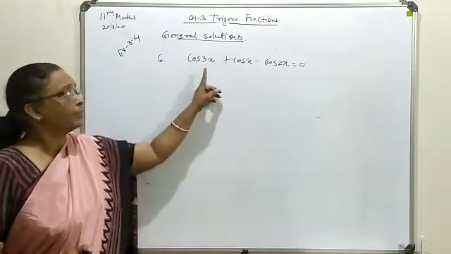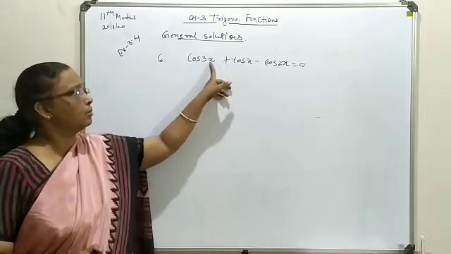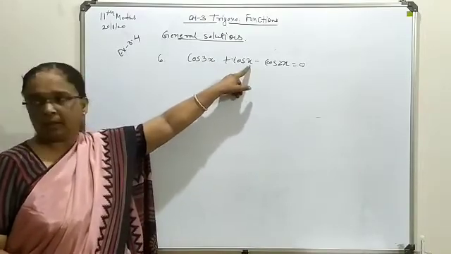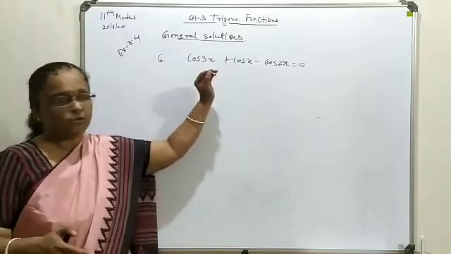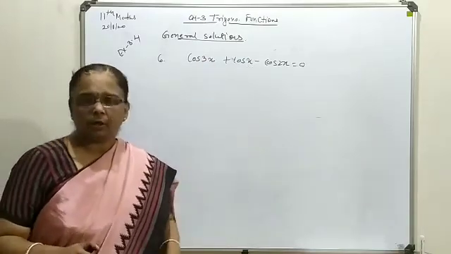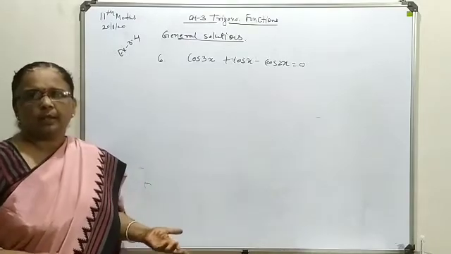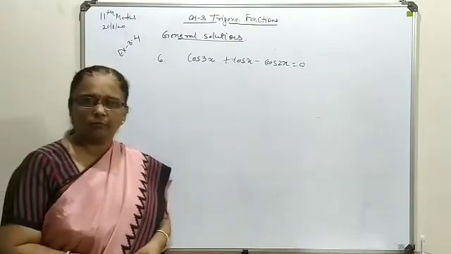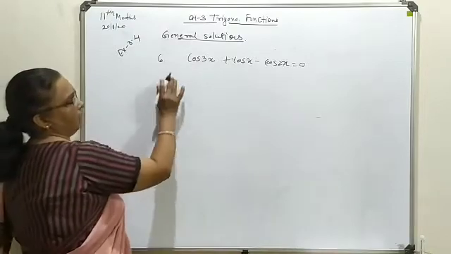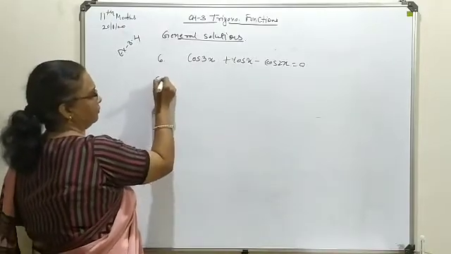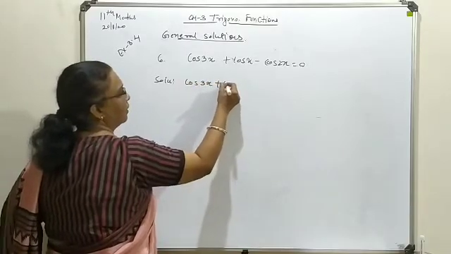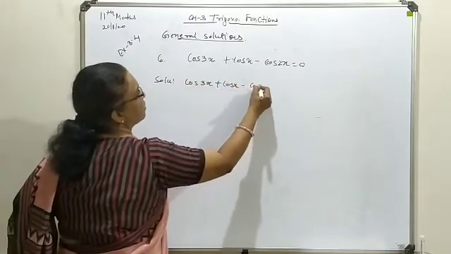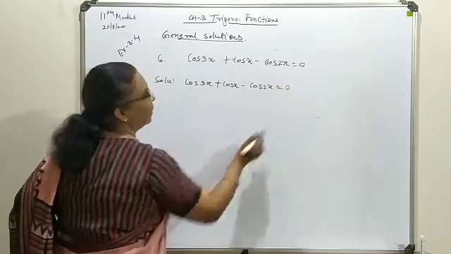Now here you see, if you combine these two, 3x plus x means 4x, divided by 2, cos 2x will be generated. So easily cos 2x we can take common. So no need to think about any other combination form. So first we start with the given cos 3x plus cos x minus cos 2x is equal to 0.